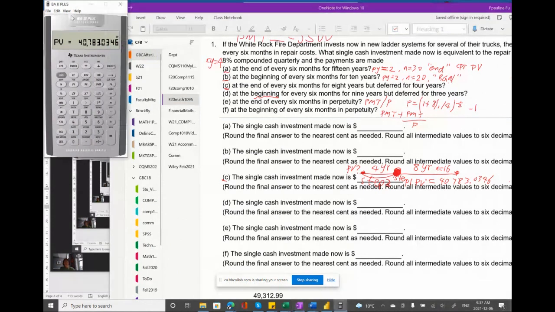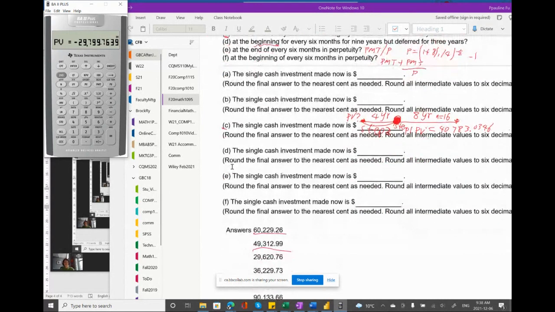So this value is the future value, so I will change it to FV. FV equals 40,783. For these years, N equals 8. Interest is still 8%. PMT is 0 during these 4 years. Compute PV. So you get 29,799.